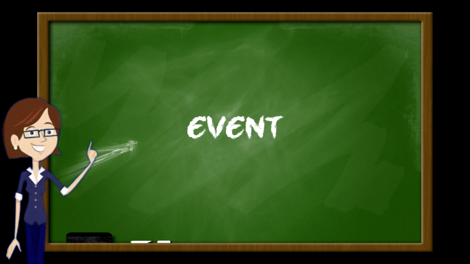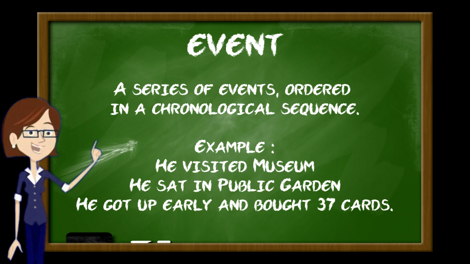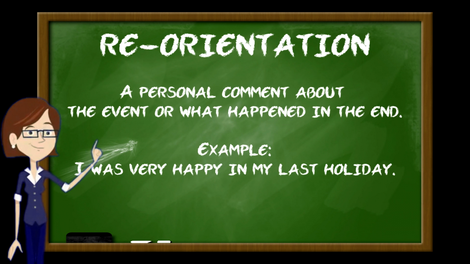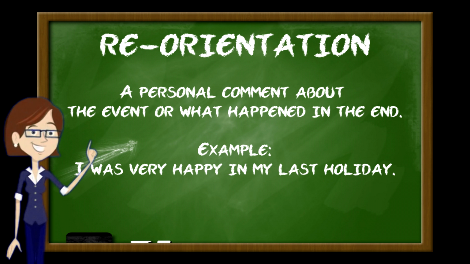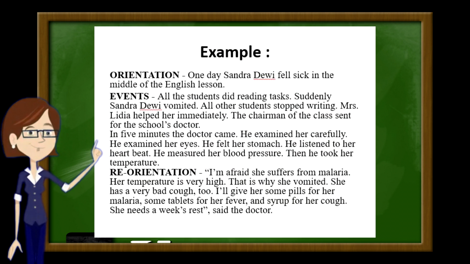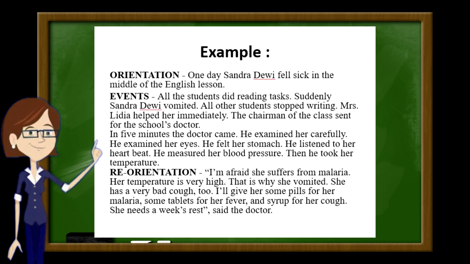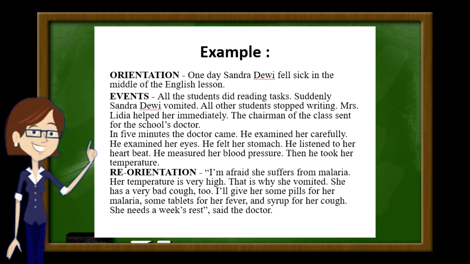And the next is event. Event means a series of events ordered in a chronological sequence. For example, he visited a museum, he sat in a public garden, he got up early and bought 37 cards. And the last is reorientation, or a personal comment about the event or what happened in the end. For example, I was very happy in my last holiday. You can see this example of orientation, event, and reorientation. You can read it by yourself, okay?